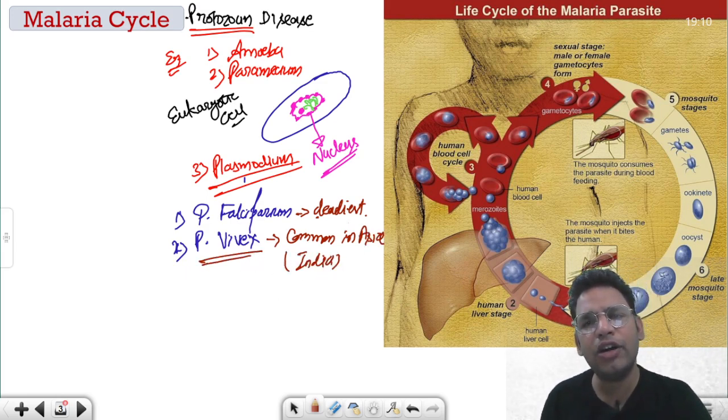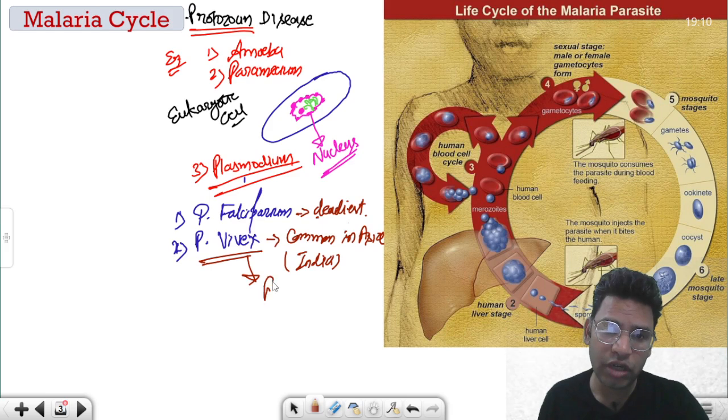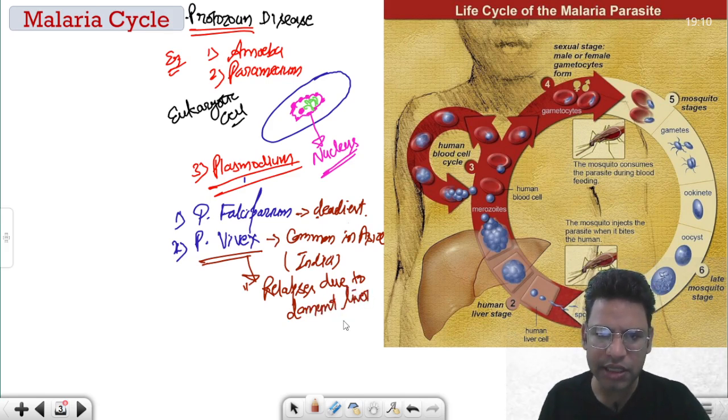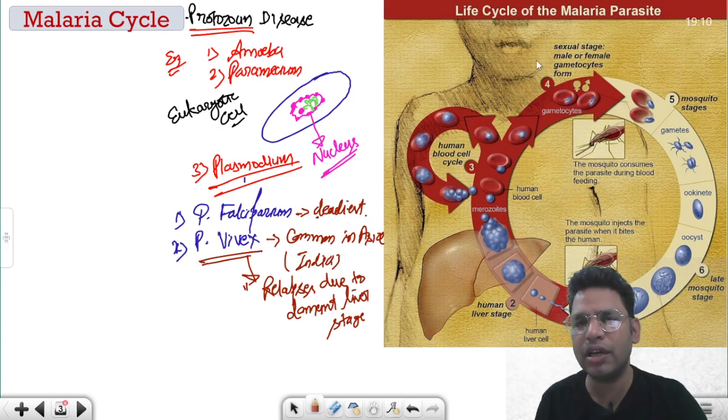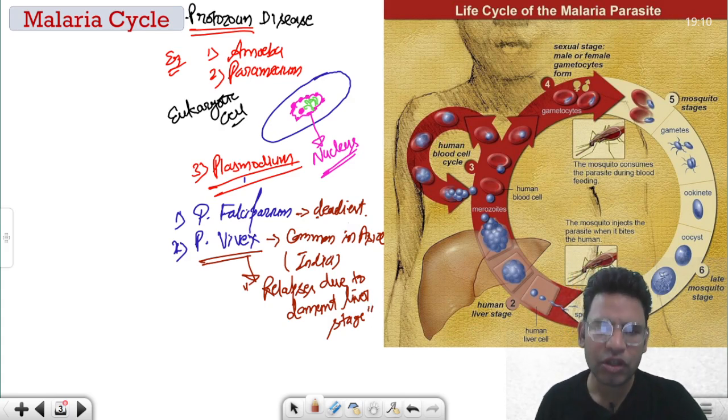And what about this? It is dormant. It relapses due to the dormant liver stage. So its cases come back again, right? Relapses due to the dormant liver stage. I am going to talk about the malaria cycle quickly, which you are looking at in this diagram. So we are going to talk about it.